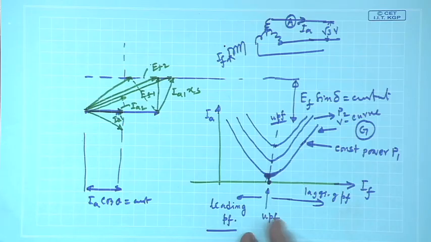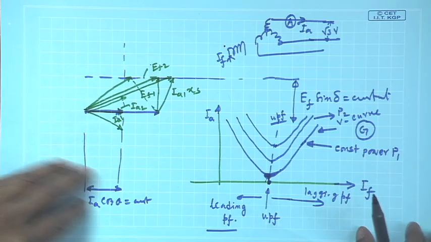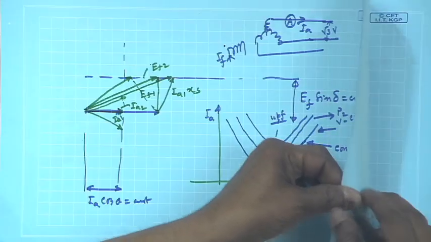This I could not do in case of induction machine, because there was no control of field current, it was not there at all. So, the operating power factor of a synchronous machine, at least we have talked about generator, can be easily understood. Let us see what happens in a synchronous motor.